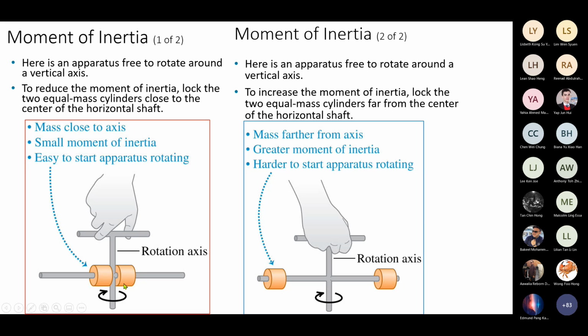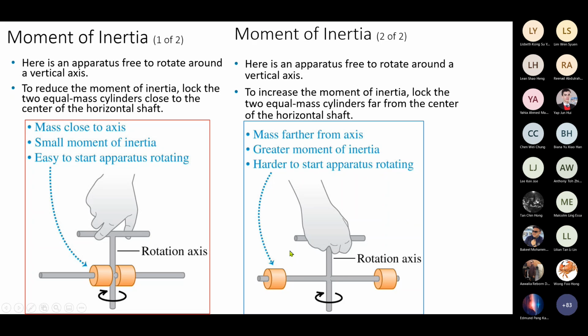This is a rotation, okay? When it is a rotation, when these two masses are closer, you have to give more force, isn't it? So here is an example free to rotate around the vertical axis. To reduce the moment of inertia, lock the two equal mass cylinders close to the center of the horizontal shaft.